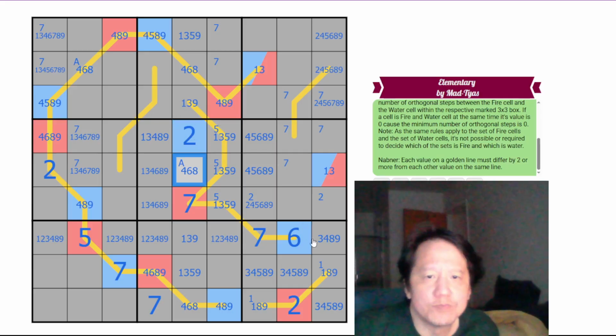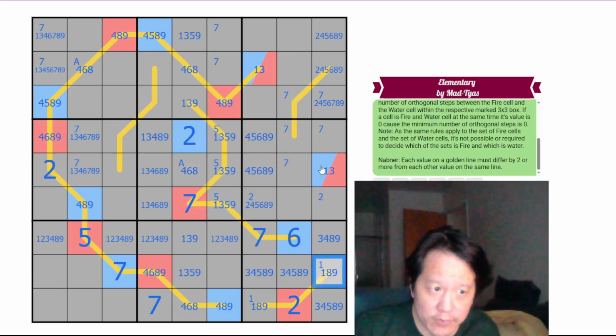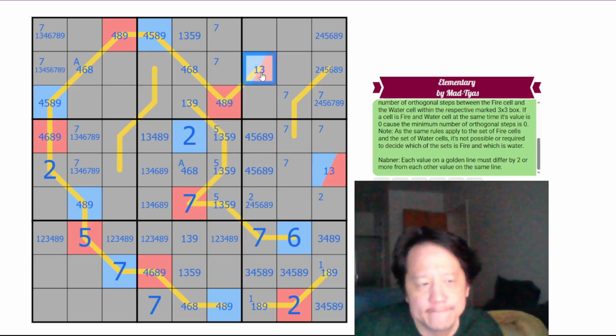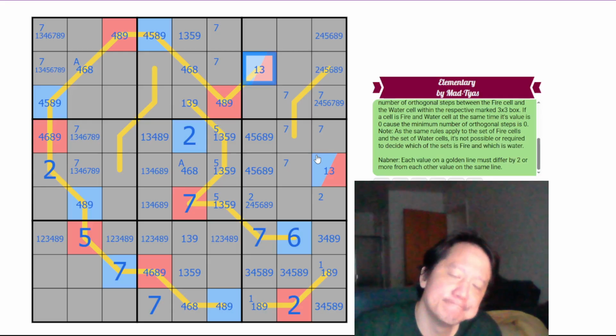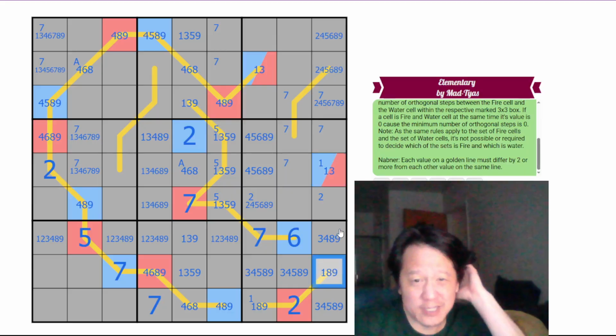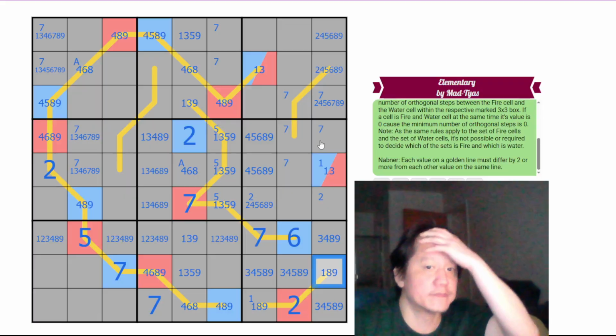If this is 1, that would force this to be 3, which would force that to be 1. That could work. If this is 1, that forces this to be 3, which would force that to be 1. So 1 has to be one of these two cells, but that doesn't really tell us too much, unfortunately.